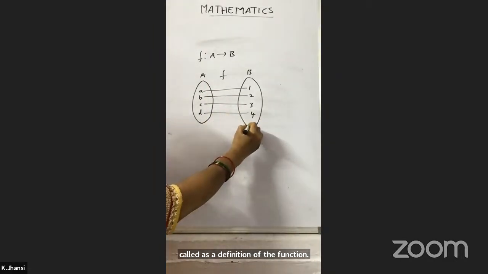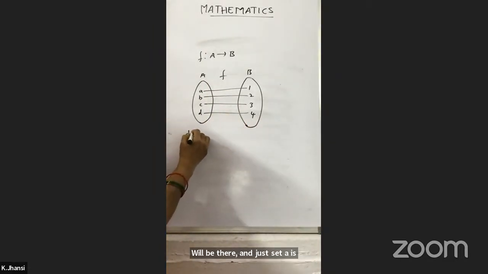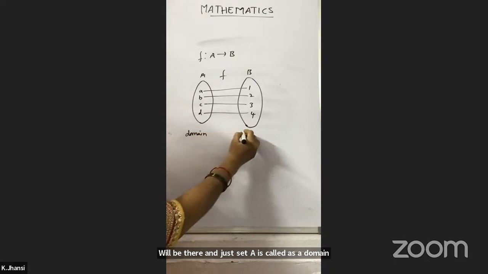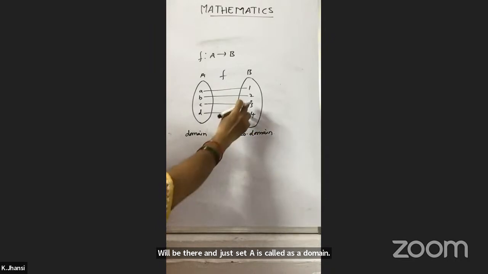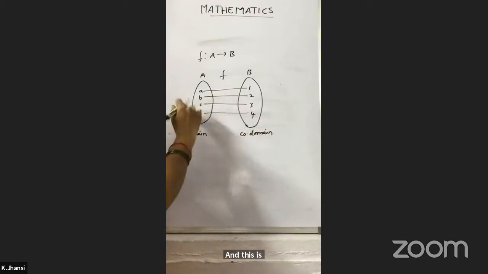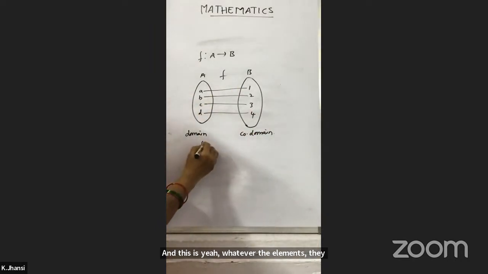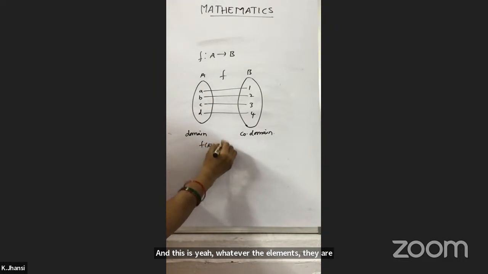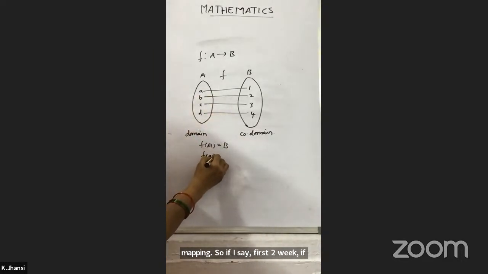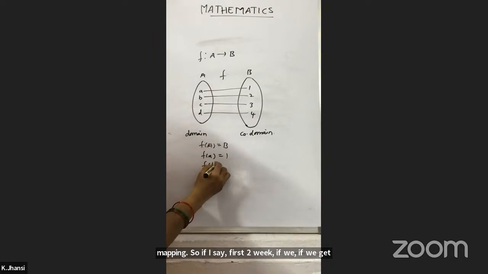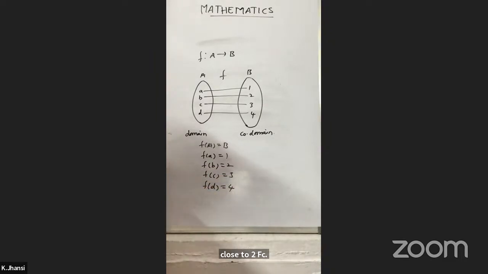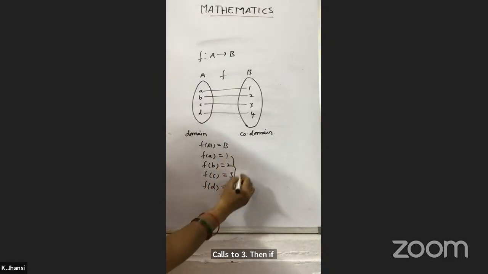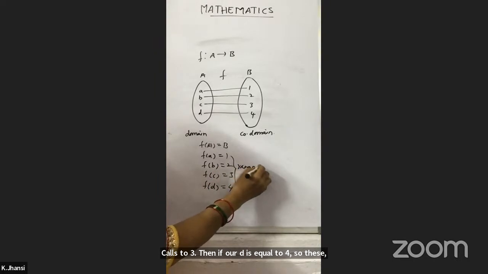And here set A is called as a domain, and this is called as codomain. And here whatever the elements they are mapping, so f of A equals to B. If we get all the elements, that is f of a equals to 1, f of b equals to 2, f of c equals to 3, then f of d is equals to 4. Okay, so these whatever are called as, this is called as range.